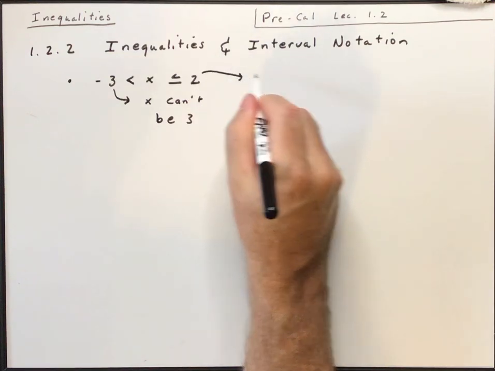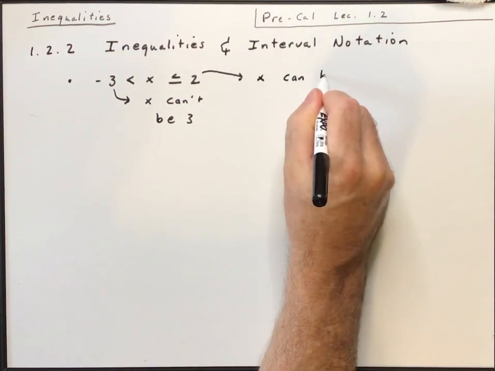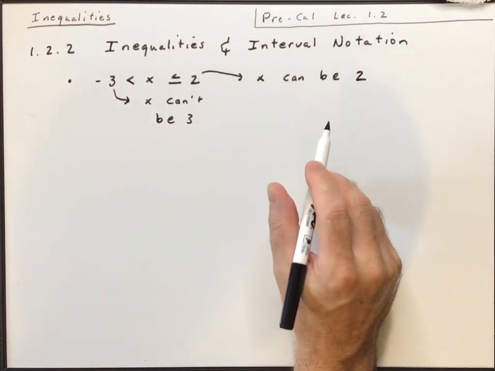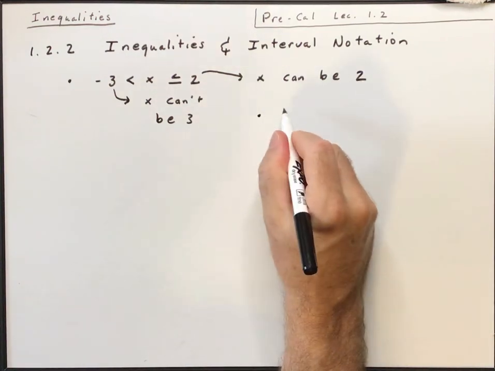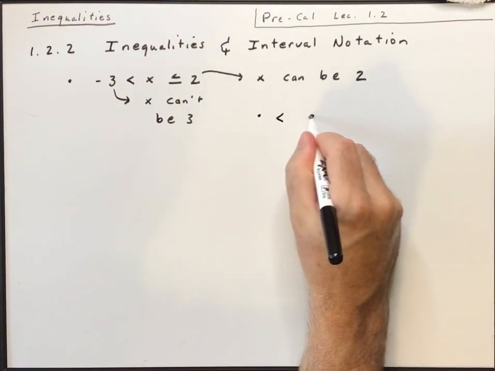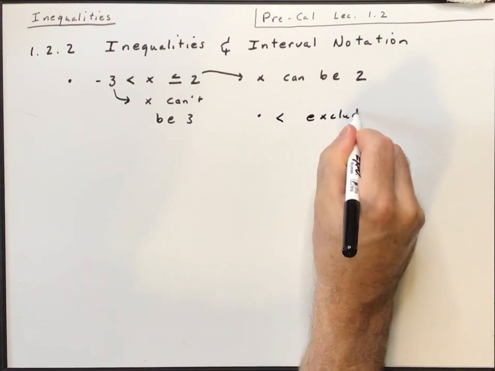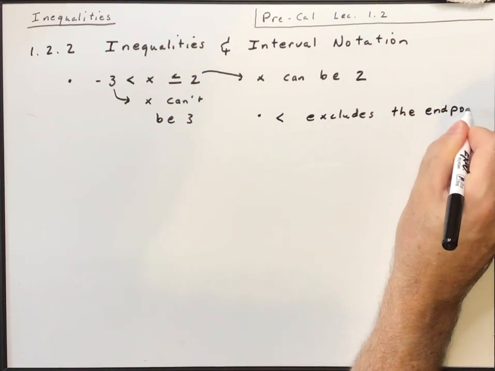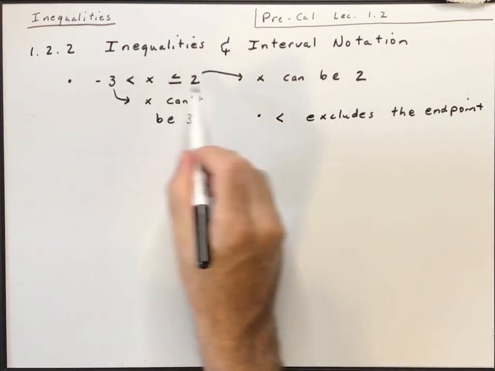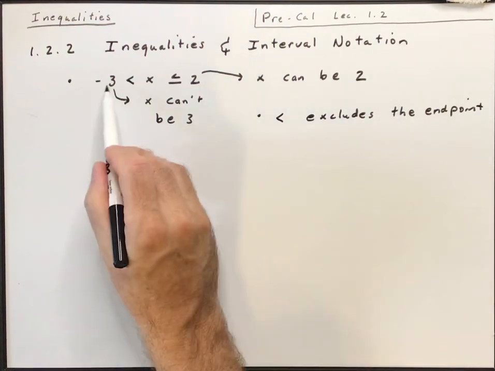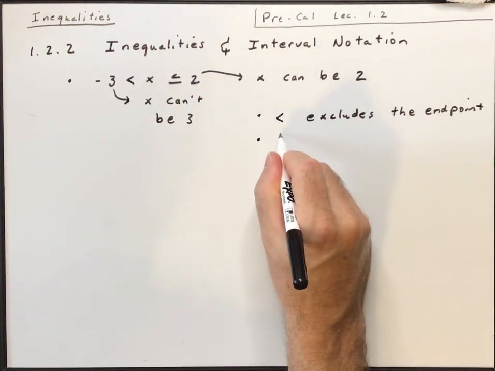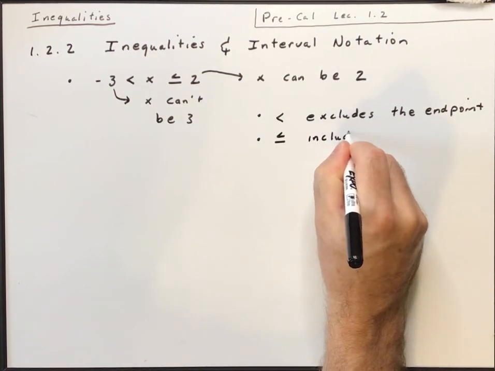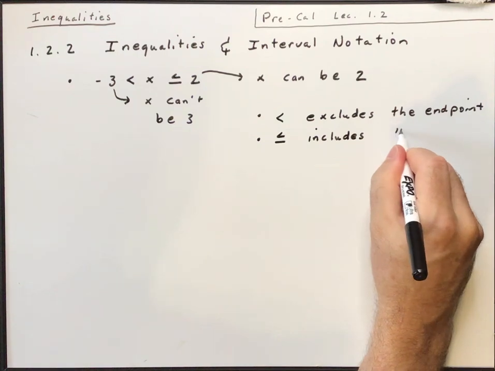And in this case, x can be 2, can be equal to 2. So this sign excludes the endpoint. So the endpoints are negative 3 and 2. Negative 3 is excluded, whereas this sign right here includes the endpoint.